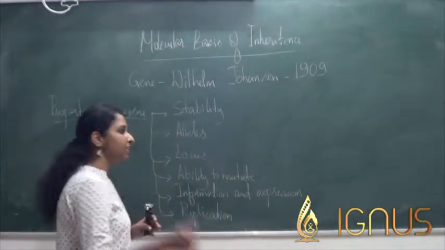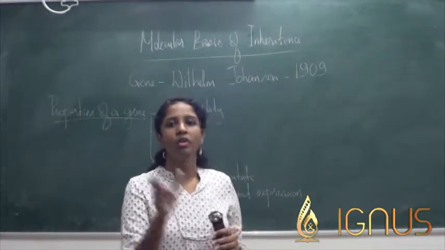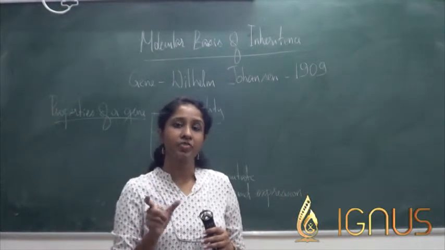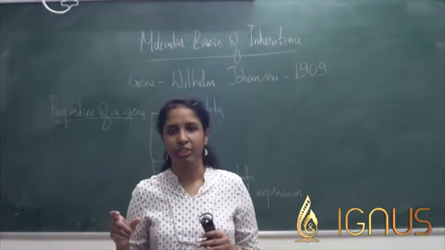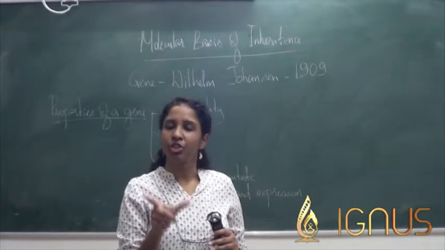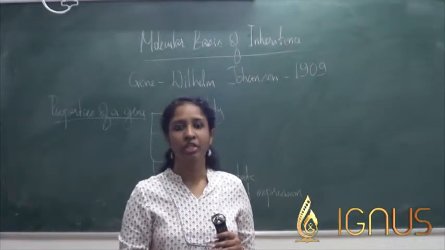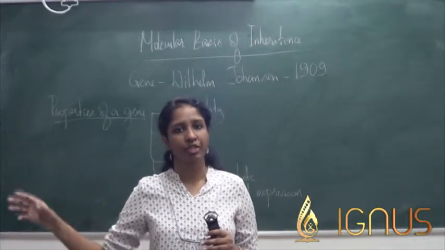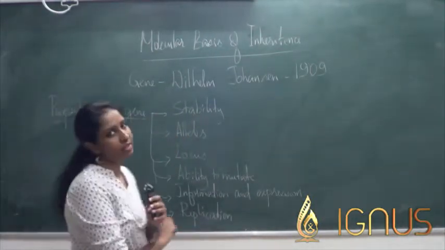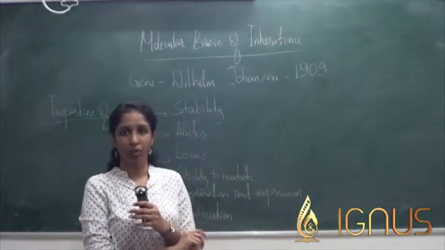Now a gene is the shortest fragment of DNA that can hold one specific information, and by its expression it is going to give rise to one phenotype. So it is the shortest length of DNA that is going to hold one specific information, and its expression is going to give rise to a phenotype. Now the term gene was coined by Wilhelm Johansen in the year 1909.